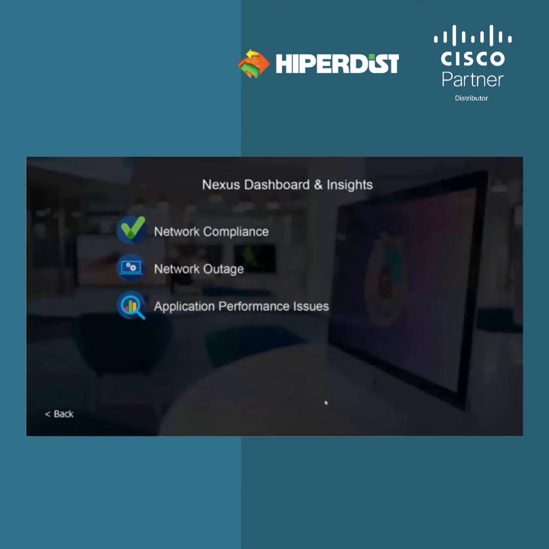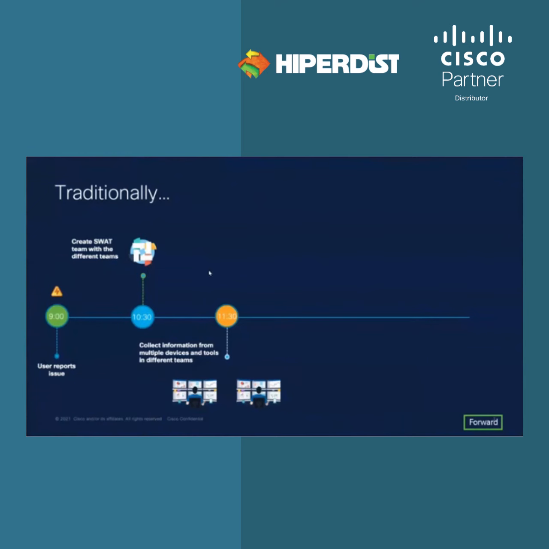So now let's have a look at the second use case, where we have a network outage. So again, what happens? The issue has been reported at 9 a.m. A SWAT team is created with different teams at 10:30, and again the traditional way is that at 11:30 we have started to collect the information on multiple devices and tools from different teams.